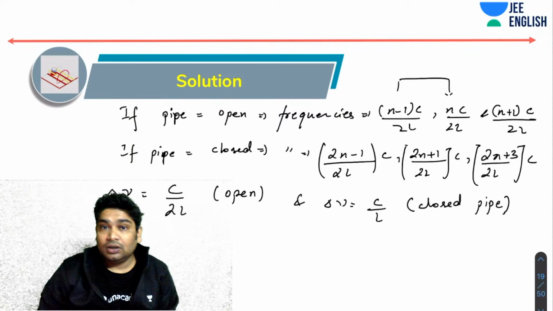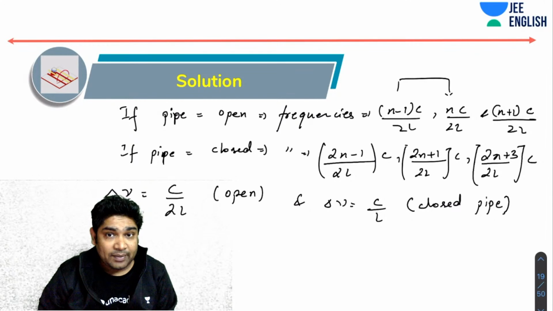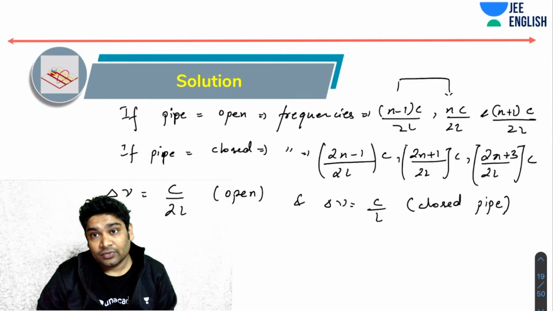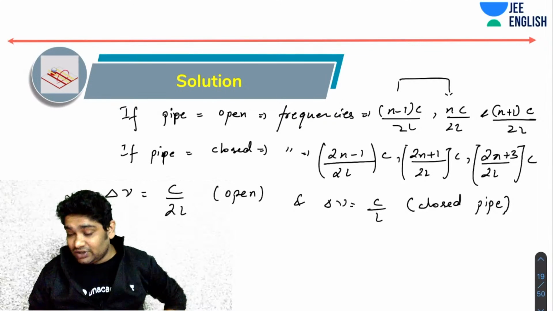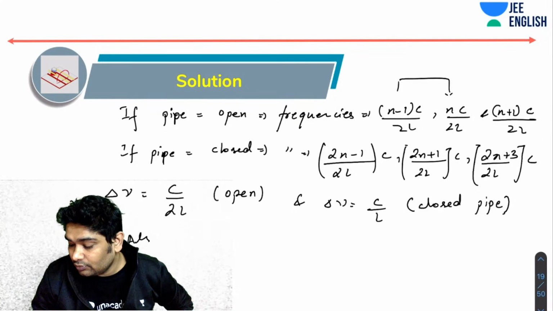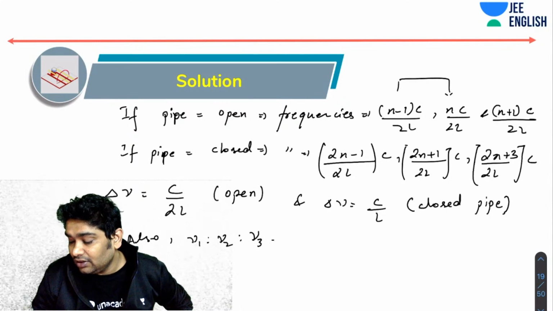Now, if you remember, the open pipe has all kinds of harmonics, and the closed pipe has only odd harmonics. Okay, I hope you remember that. So first, what I need to find is the ratio of all the frequencies. Also, if I find nu one is to nu two is to nu three, what will that be?